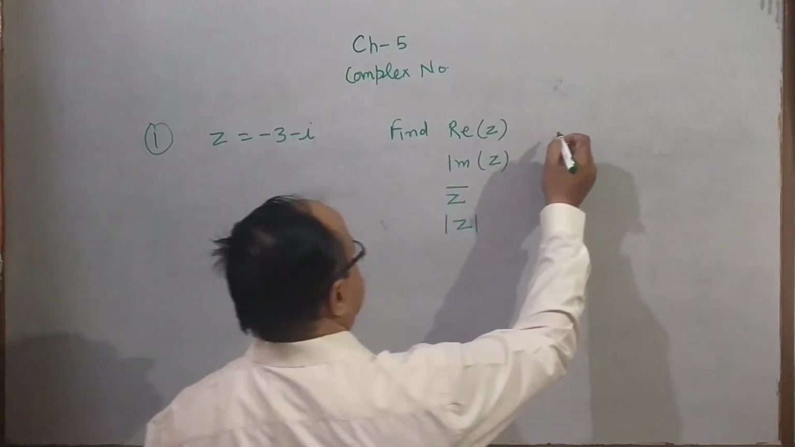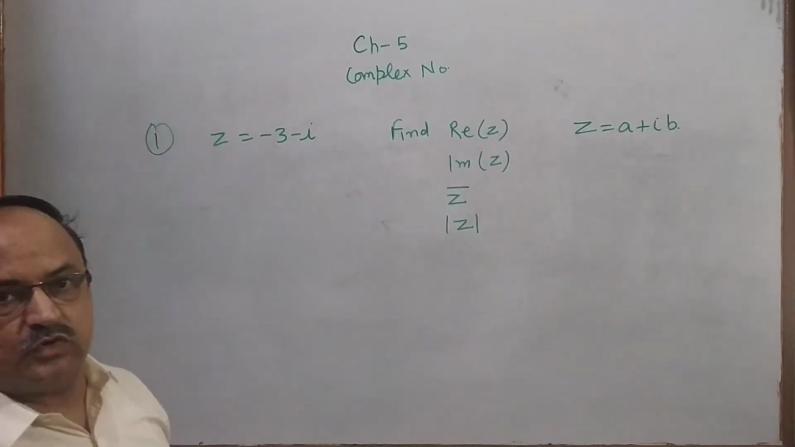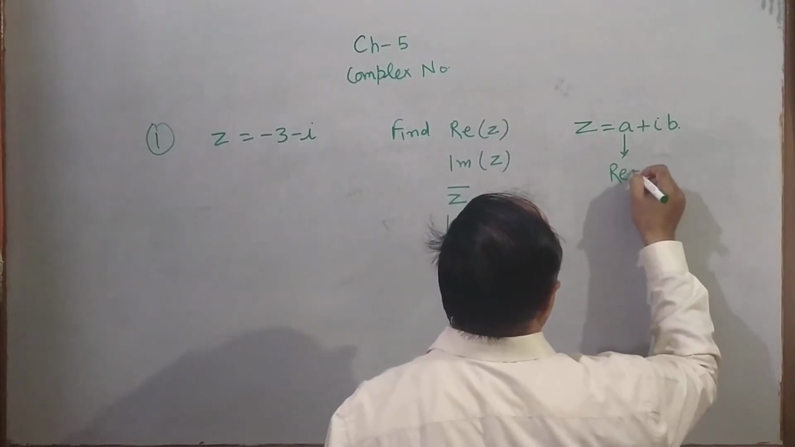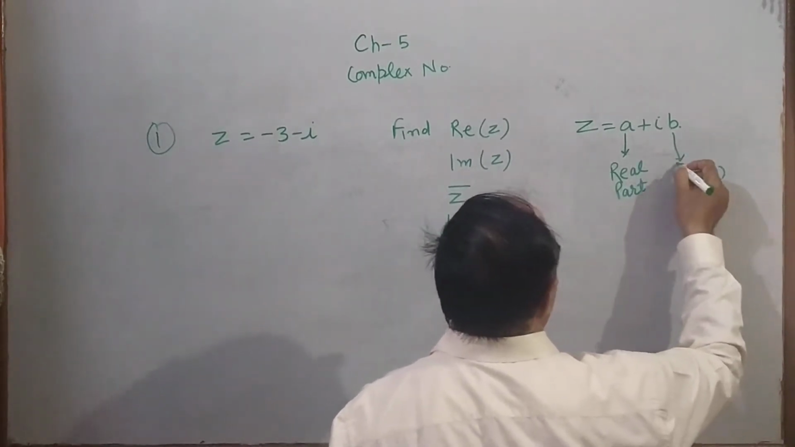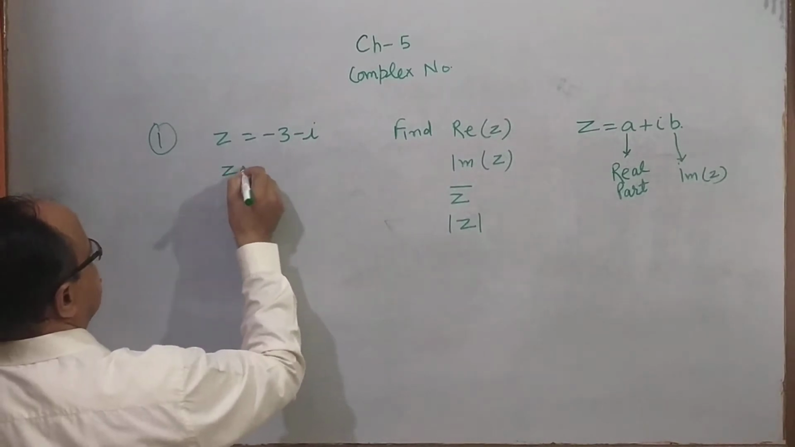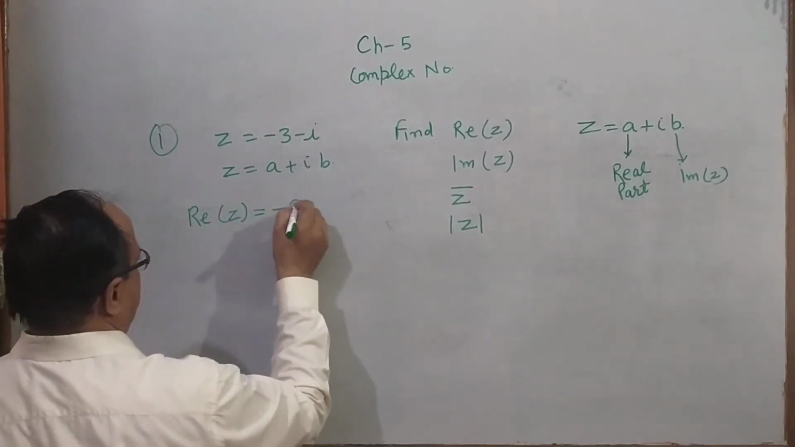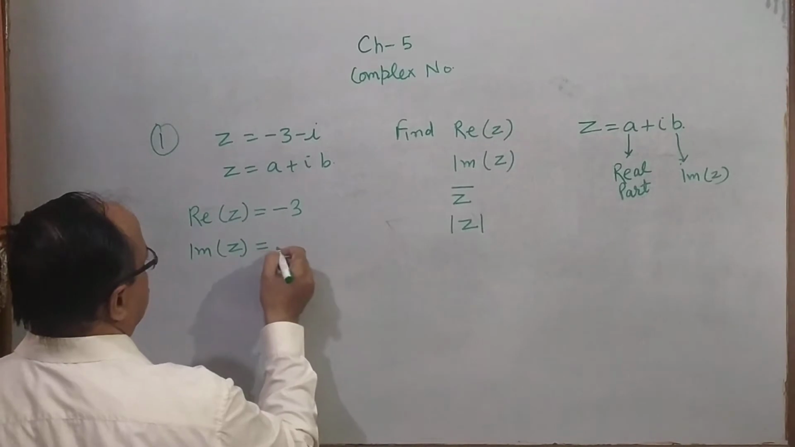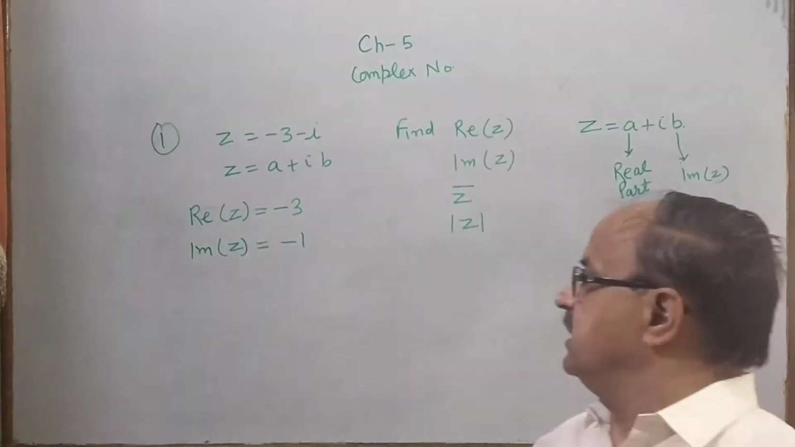You know that the standard form of a complex number is Z is equal to A plus iota B. In this, A is the real part and B is the imaginary part of Z. Now when you compare this with Z is equal to A plus iota B, the real part of Z is minus 3 and the imaginary part of Z is minus 1. Correct? Real part and imaginary part.